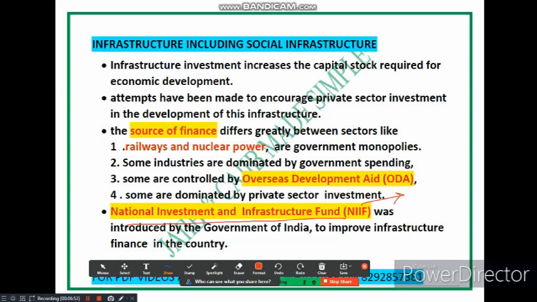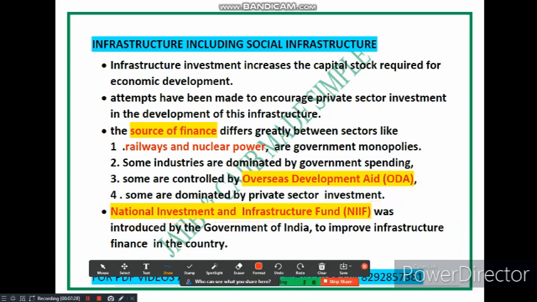It pulls together funds from various sources. What are the sources? Domestic and international investors. Some investors are domestic, some are international. It pulls the resources from all these, and sovereign wealth funds. So what NIIF does is utilize these funds to finance and support the development of critical infrastructure projects in India, such as highways, ports, airports, renewable energy projects, etc. So this is about NIIF, this particular slide.